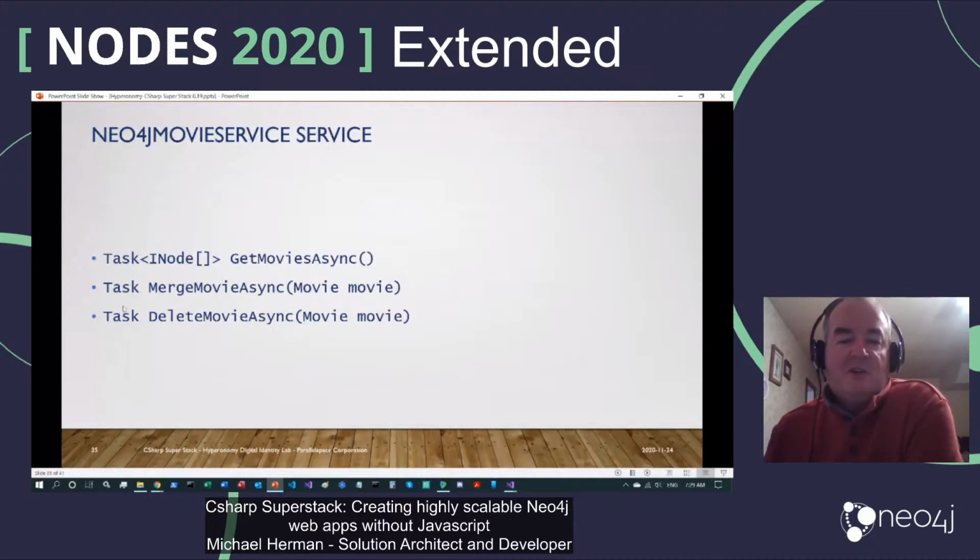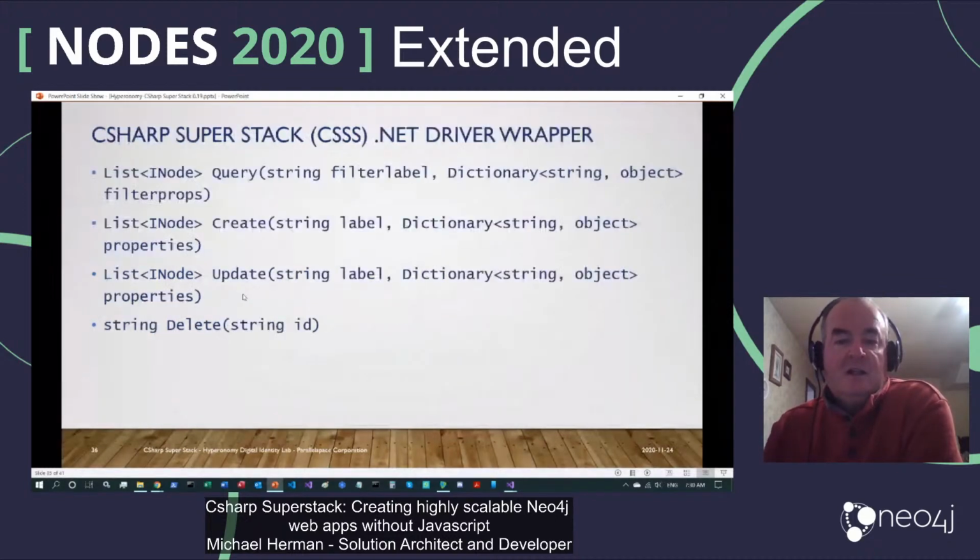Those bottom three methods in turn call into the service. There's get movies async, merge movie async, and delete movie async. And merge movie handles both the cases where it's creating a new object, a new movie, as well as updating an existing one. In the wrapper, I've defined a few methods: query, create, update, and delete. So basically your CRUD type operators that you'd expect in most database applications.